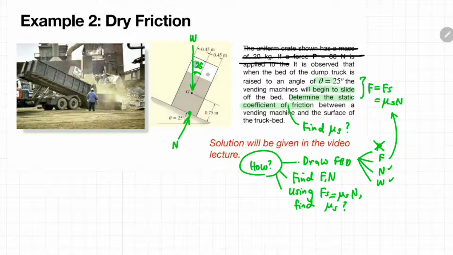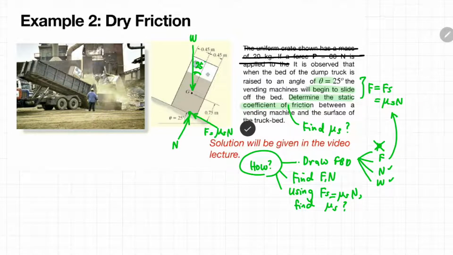Okay, now if you look at this particular diagram, there is a tendency for the vending machine to slide downward along the inclined angle. So therefore, the direction of the friction force would be in the opposite direction, which is this way. Okay, so this F is equivalent to mu n.